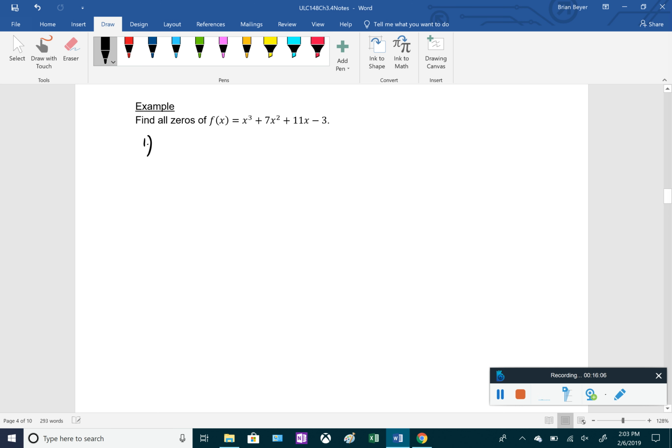Okay, so here we want to find all of the x-intercepts, all of the roots, all of the zeros of f of x, which is x cubed plus 7x squared plus 11x minus 3. So first step, we want to find all of the rational zeros.